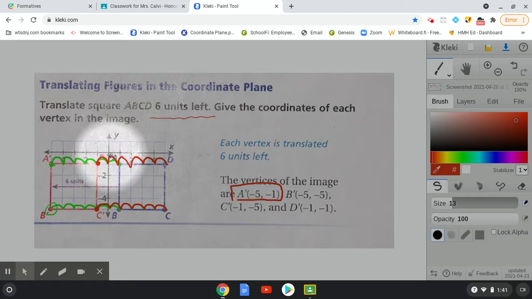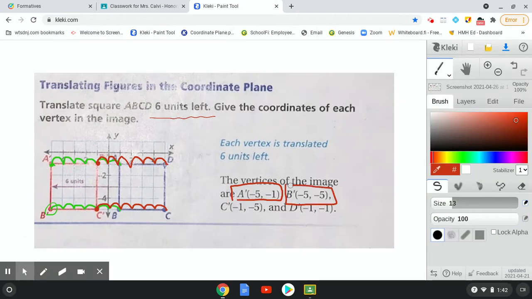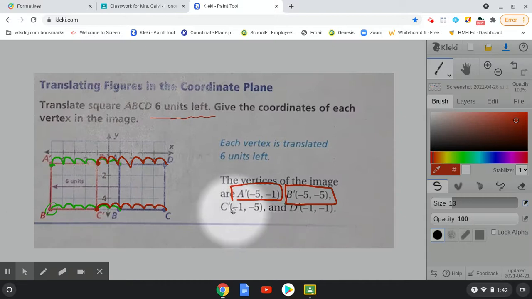My B prime, I have to go left to -1, -2, -3, -4, -5. And I'm going down to -1, -2, -3, -4, -5. So that means B prime is located at -5, -5, and that's what they have listed here. And then you would do the same thing for C prime and D prime, okay?